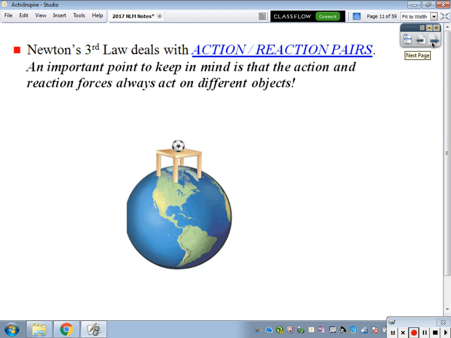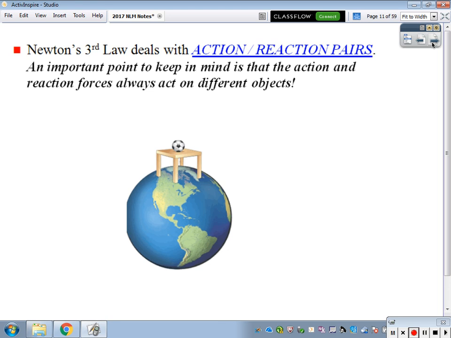Okay, Newton's third law is all about action and reaction force pairs. Understand that we are specifically referencing the force interaction between two objects. Now, I hope you can forgive me, but I could not find a scale drawing of the situation I wanted to portray, which is simply a soccer ball sitting on a table, sitting somewhere on the earth. Not a scale drawing. Got it? Okay. So let's focus on the force interaction between the soccer ball and the table.